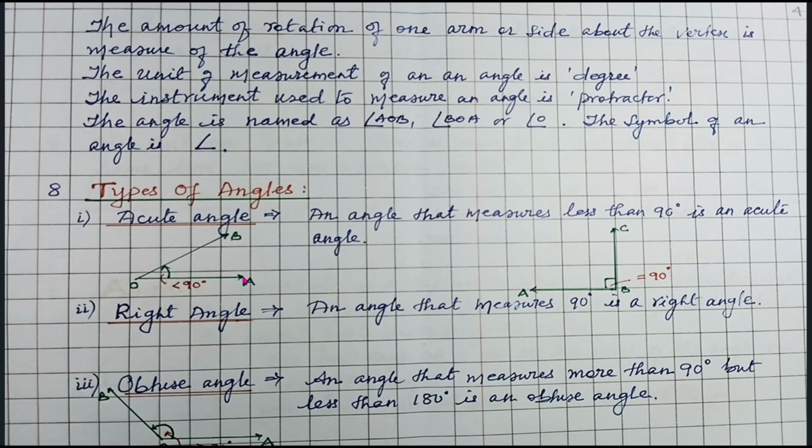The angle is named as angle AOB or angle BOA or angle O, and the symbol of angle is a small tiny angle. This represents the symbol of an angle. Now there are different types of angles. We have got an acute angle.